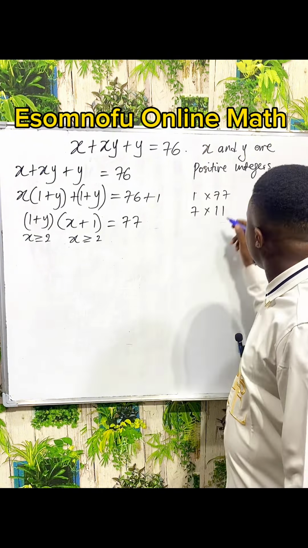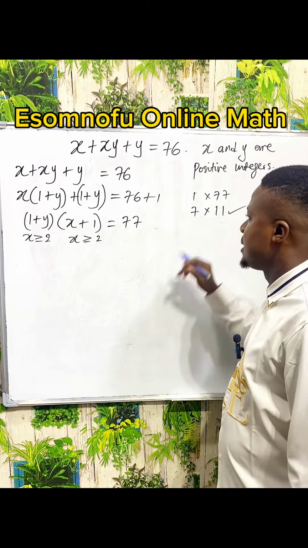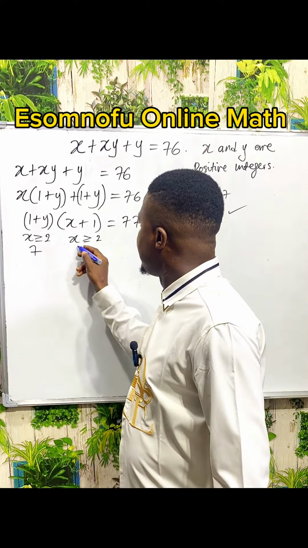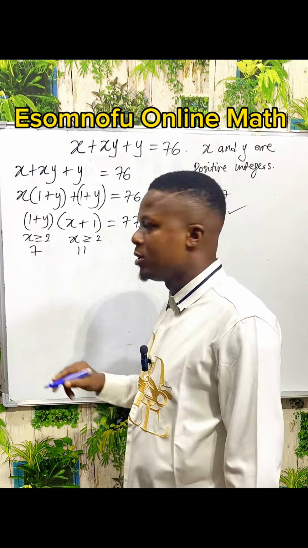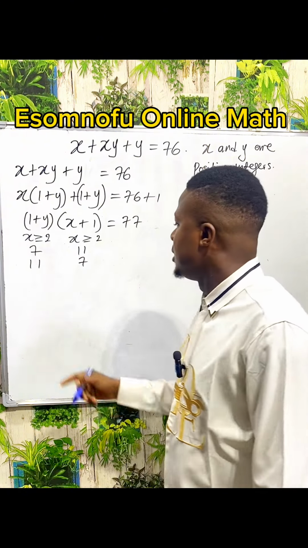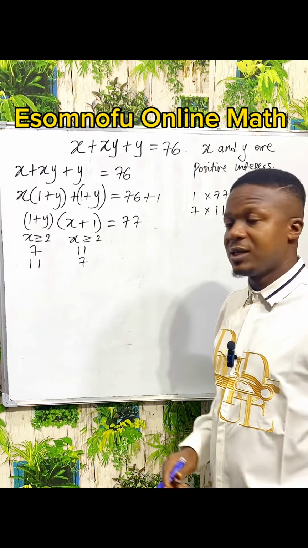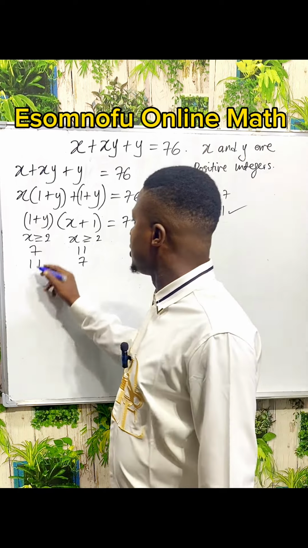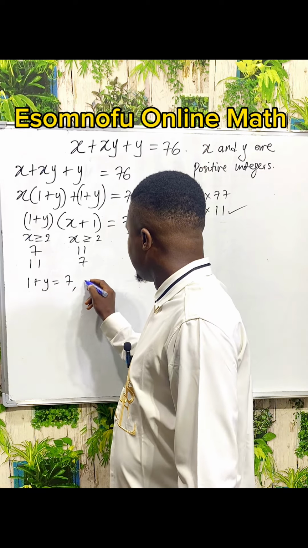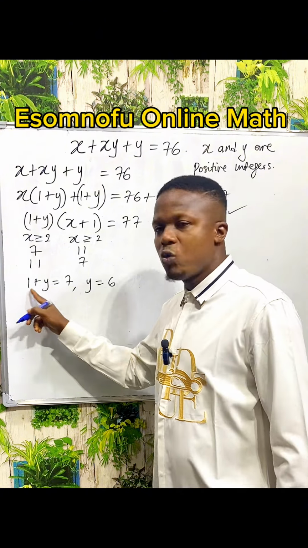Hence, this is the only acceptable condition, 7 times 11. So either the first one is 7 and the second one is 11, or the first one is 11 and the second one is 7, because 7 times 11 is 77, 11 times 7 is still 77. Now let's take the first condition. 1 plus y is equal to 7. This implies that y is 6 because 7 minus 1 will give me 6.